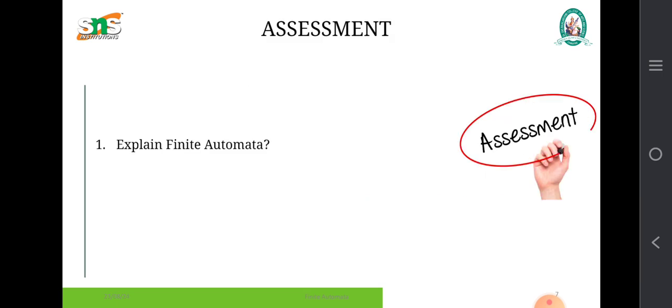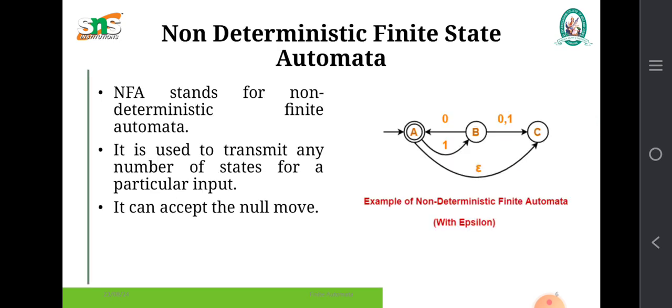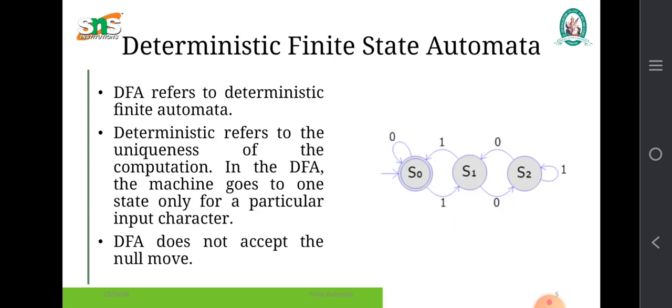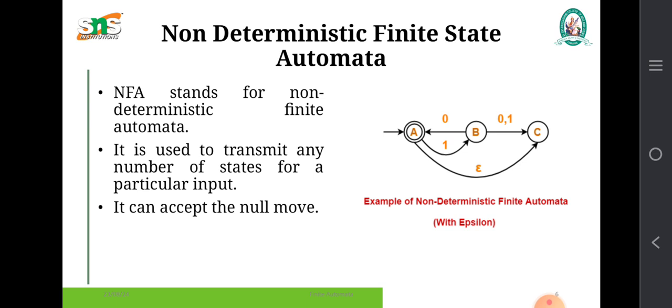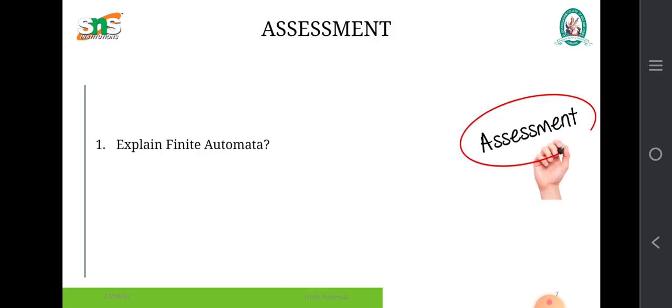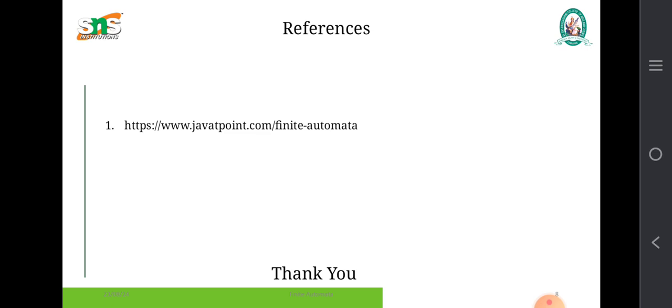So coming to the assessment part, you have to explain finite automata, what is this finite automata, with the example of the diagrams we have seen before. Here in these differences, you can see 0 and 1 are taken as input for moving from B to C. So at a time it can accept 0 or 1 or 0 and 1. But coming to this finite state automata, you can see it can use only one input at a time. So this should be explained with the diagram. And we have referred to Javatpoint.